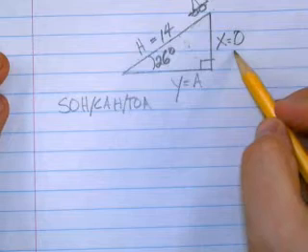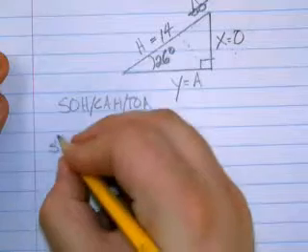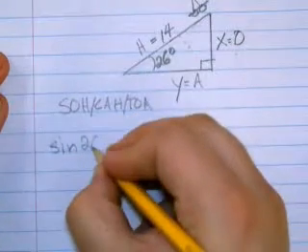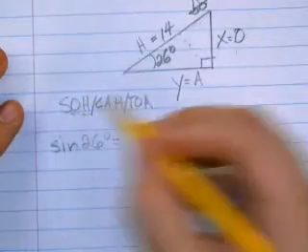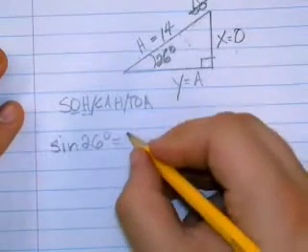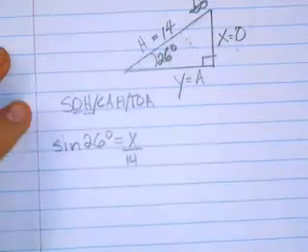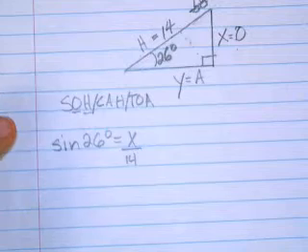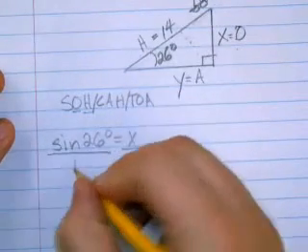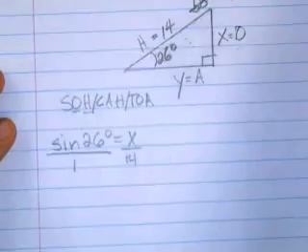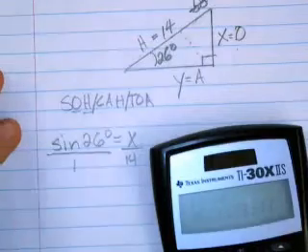Which trig function do I use? Sine. So I would say sine of 26 degrees is equal to the opposite over the hypotenuse. What's the opposite? X over 14. All right. Now, we could use the proportion thing. Should I do that? Yeah. Let's just use the proportion thing. We're going to stick to it. And I could cross multiply. Well, before I do that, let's find out what sine of 26 is.